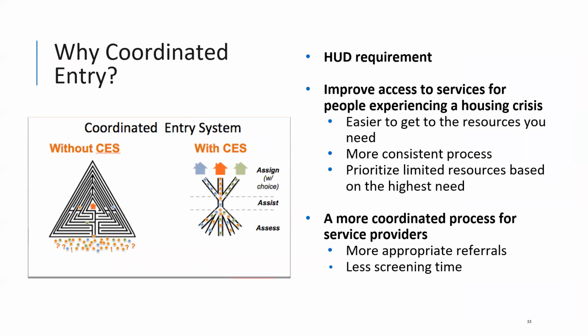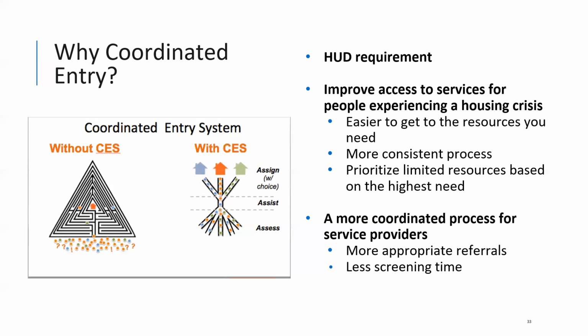So why do we have a coordinated entry system? First of all, it is a HUD requirement. HUD requires that all CoCs operate a coordinated entry process. And another reason why we have it is really to make services more accessible for folks who are experiencing a housing crisis. We want it to be easier to get the resources someone needs, a process that's more consistent, and to prioritize the limited resources based on the highest need.